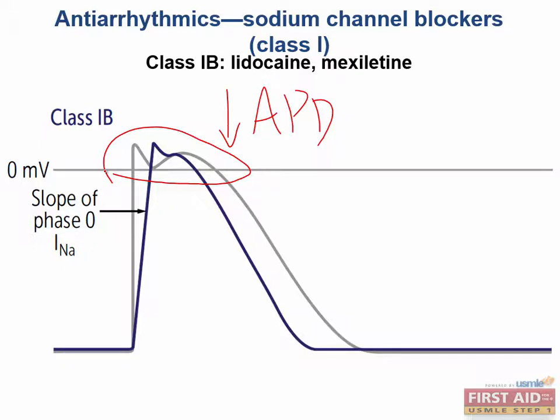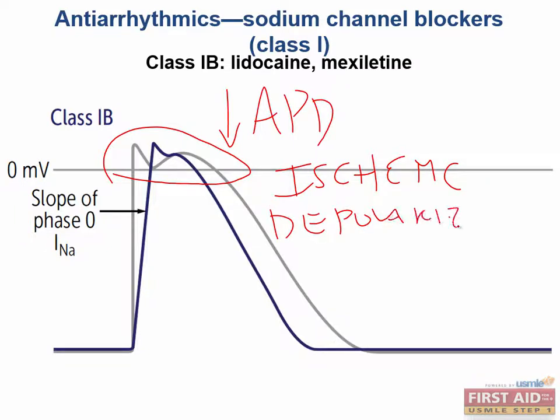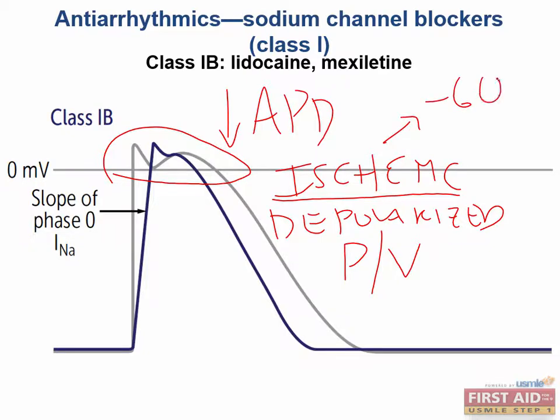Now, why does Class 1B preferentially affect post-myocardial infarction or ischemic myocytes or already depolarized Purkinje or ventricular tissue? Well, in ischemic tissue, the transmembrane potential tends to be around -60. This is much closer to neutral than the -85 we expect for normal healthy tissue. Depolarized tissue around -60 is at a more positive transmembrane voltage. This will require a longer time for lidocaine or mexiletine to dissociate.